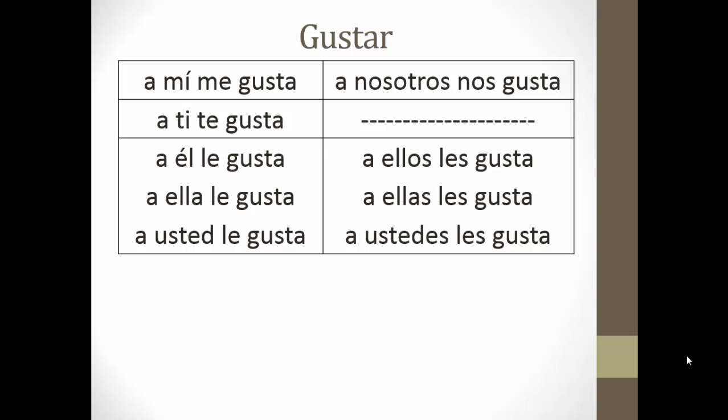The next side says a nosotros nos gusta, which says we really like. And then again, for specific reasons to show who likes to do something, for the last part, if you say a ustedes before les gusta, then you know it's specifically that it's you all who like to do the activity. Pause the video and fill in part C of your note guide.